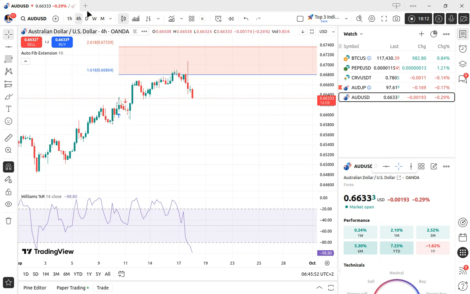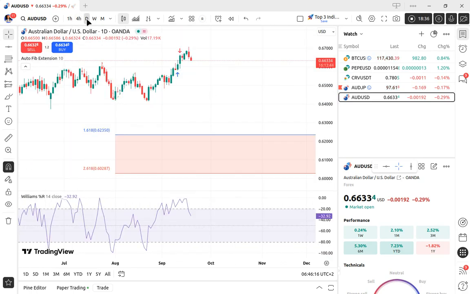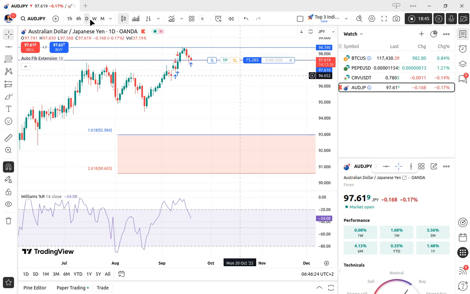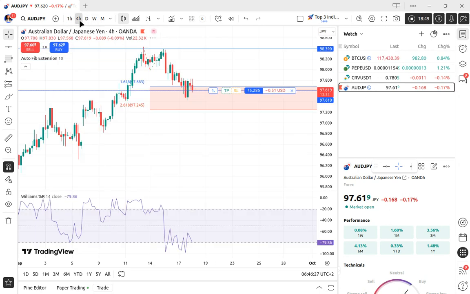So the entry is on the 4 hour chart. For this one, I would say yes, it is in range, but the exit has already happened, right? The exit has already happened. The entry is on the 4 hour chart. We found the range on the daily, and the entry is on the 4 hour chart.